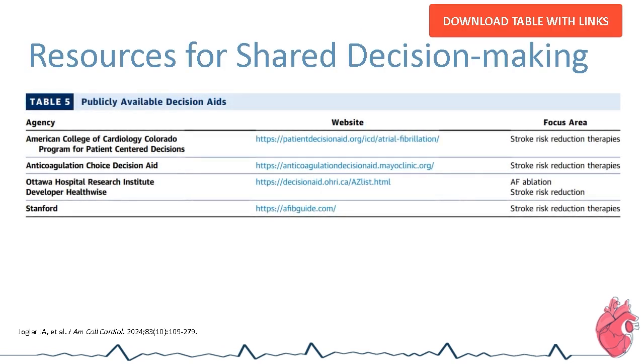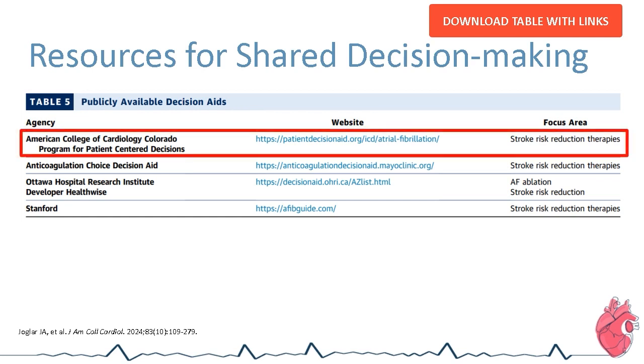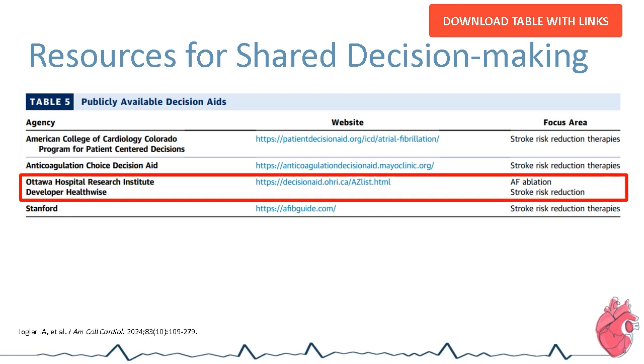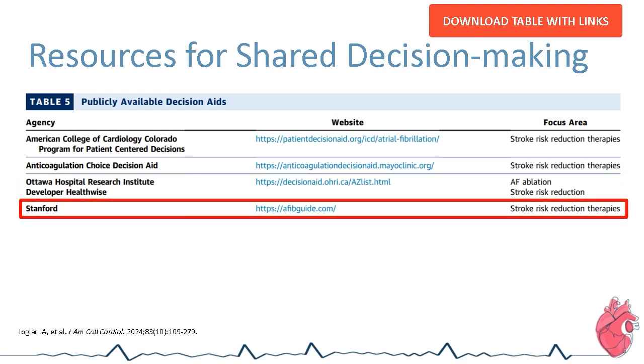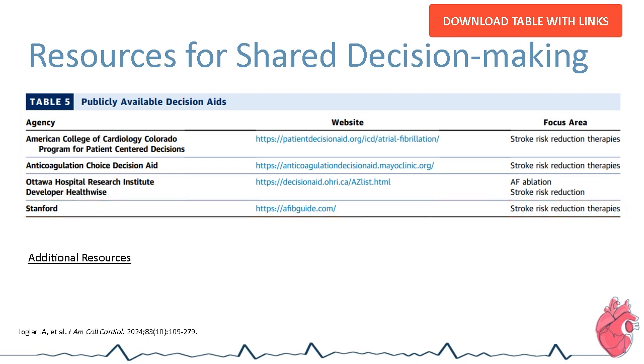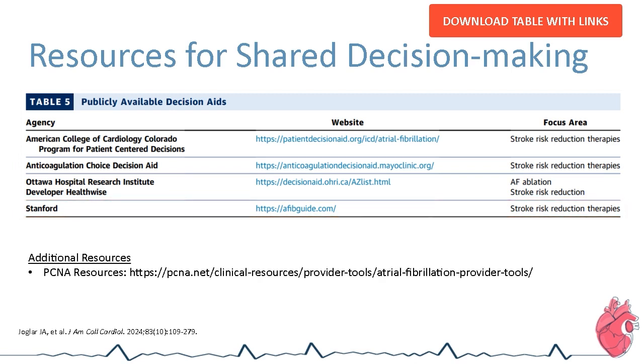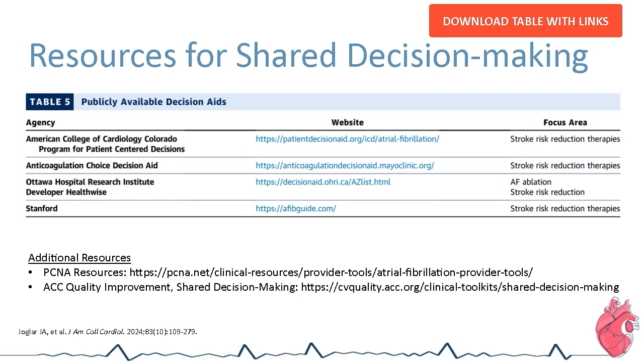There are also a variety of resources for shared decision-making. The American College of Cardiology Colorado Program for Patient-Centered Decisions. There's the Anticoagulation Choice Decision Aid. There's the Ottawa Hospital Research Institute, Developer HealthWise, as well as Stanford, which has some decision-making guides. We have some great resources through the PCNA that are available for providers as well as for patients when making decisions regarding AFib care. Lastly, the American College of Cardiology has quality improvement for shared decision-making and also gives tools on how to make these decisions with your patient on a daily basis.